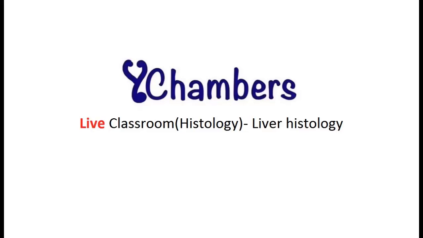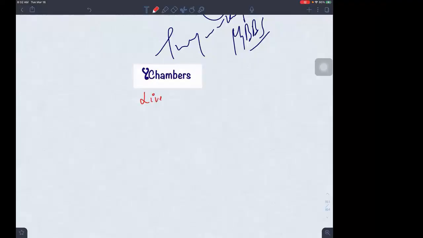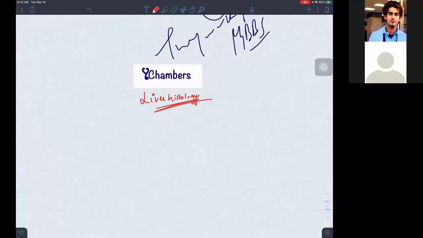So guys, if I take this histology of liver, you have seen that your liver is present in your right upper quadrant, isn't it? We don't have to learn the anatomy right now. Anatomy I will be taking in a separate lecture. We have to go into the histology.